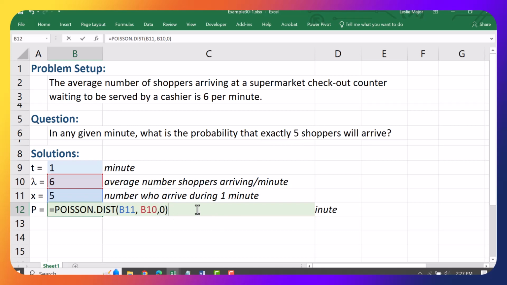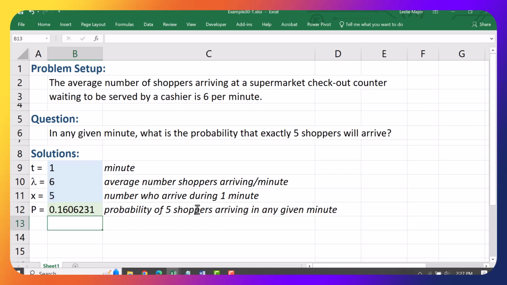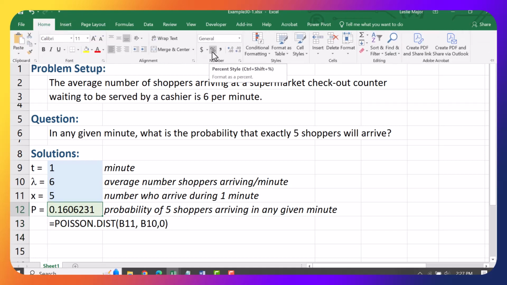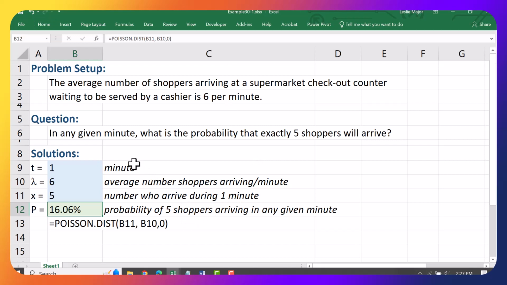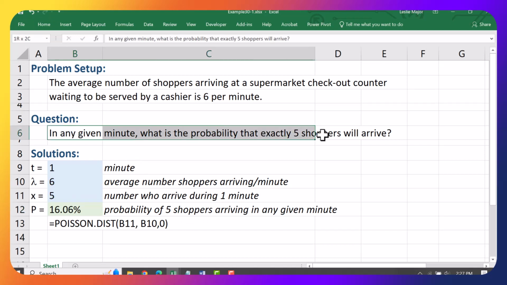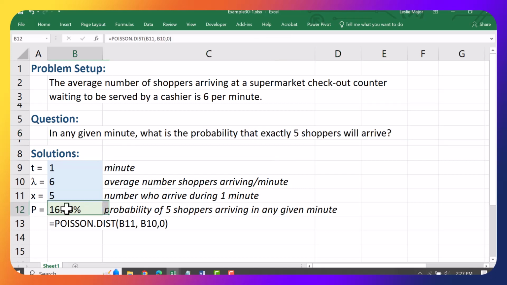Okay, let's hit enter and see what we get. 0.1606 is our answer. And there is that formula again for getting that value. So basically 16.06%, which we can display as a percentage here too if you'd like. So the probability that at any given minute 5 shoppers will arrive is 16.06%.